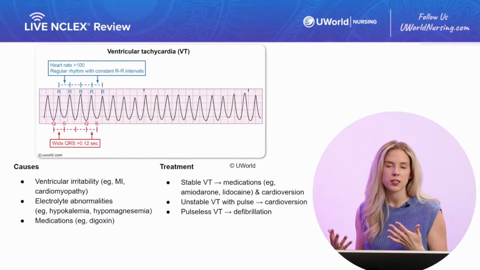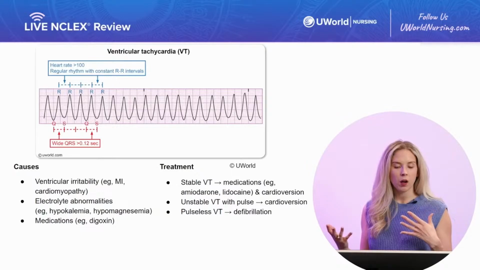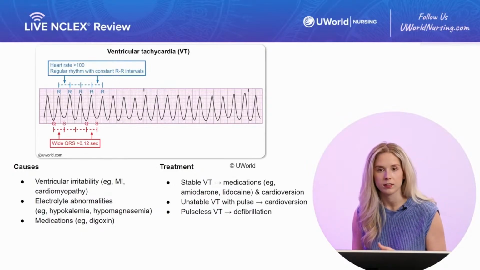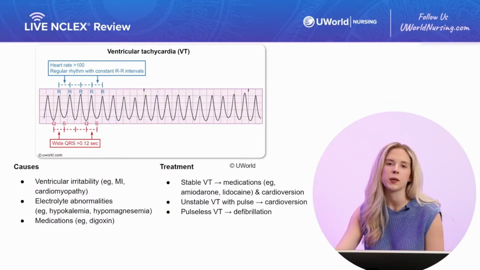Again, we can also see this result from electrolyte imbalances. So potassium is always the one we're most worried about, but it can also result from hypomagnesemia. And we can also see it result from drug toxicity like digoxin toxicity. We know digoxin has a pretty narrow therapeutic index. It's a high alert medication, so we have to be really careful when we administer that.